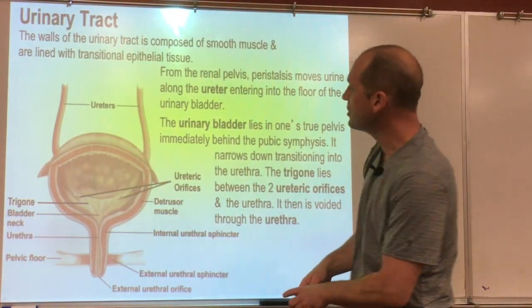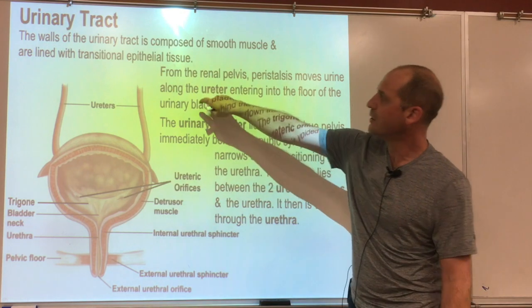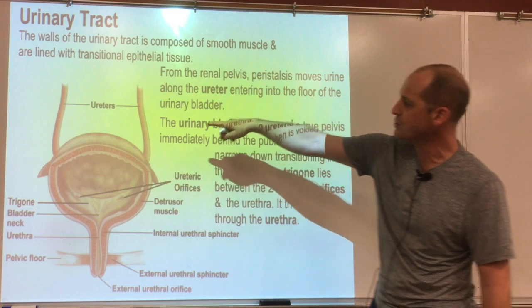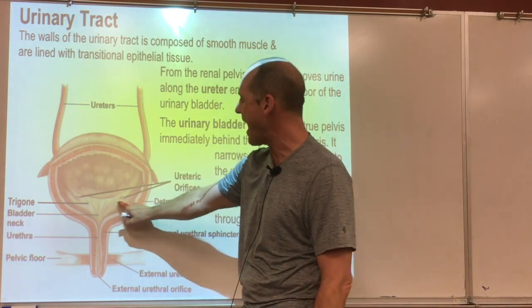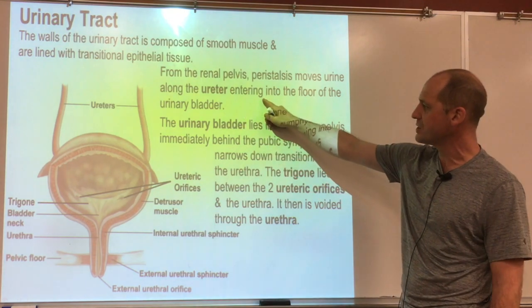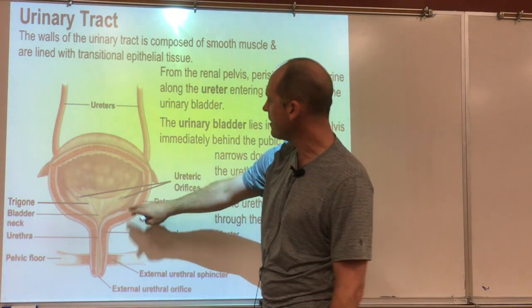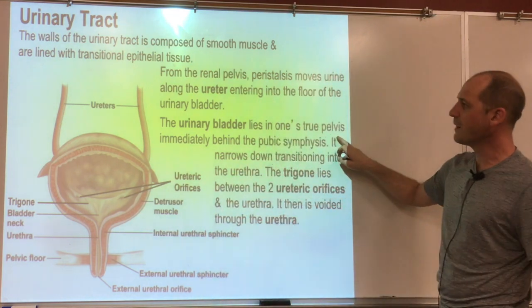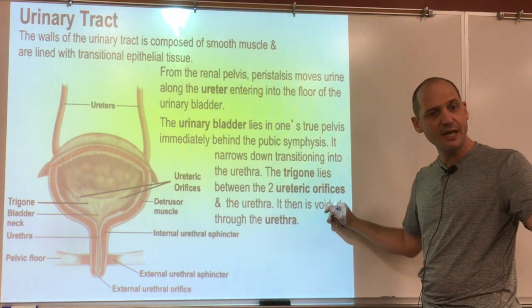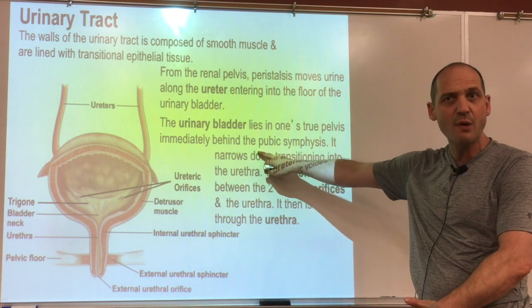And then we got the urinary tract, and we already talked about that. The ureter goes from the kidneys to the bladder. It enters in the back. They're called urinary orifices. And then we have the bladder, and the bladder lies deep in the pelvis. The ones who came to the cadaver lab, we saw that. It's right behind the pubic bone.